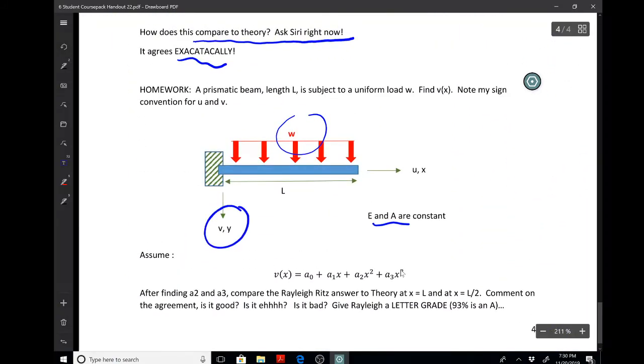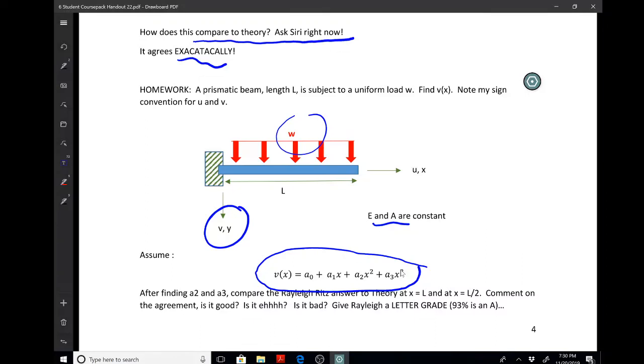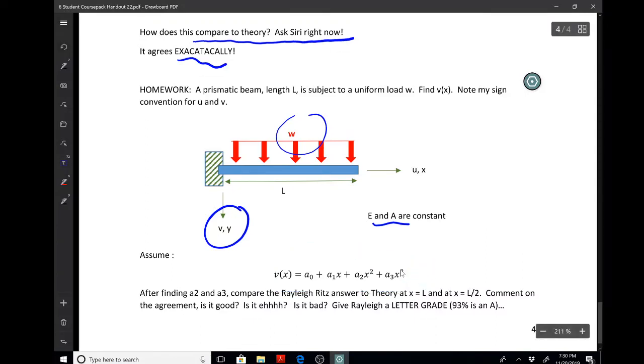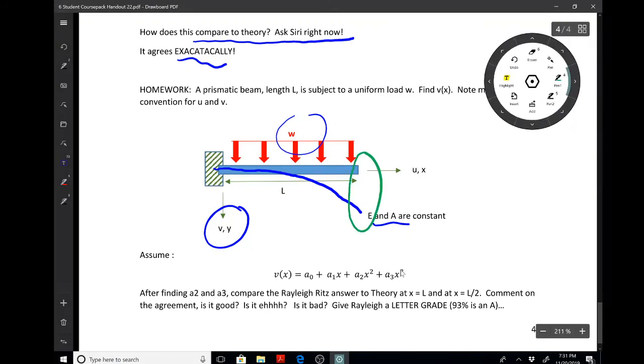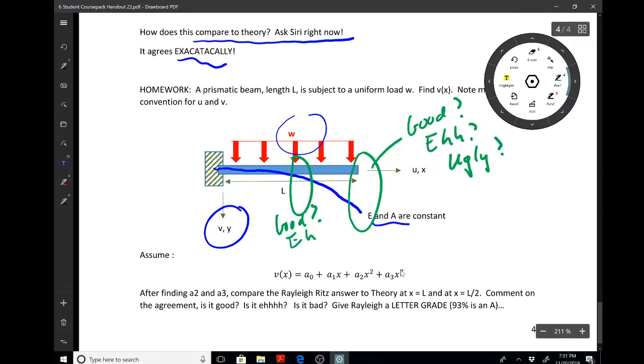Okay. And then finally, here is our same expression that we just used before. A0 plus A1x plus A2x squared plus A3x cubed. What I want you to do at the end of the day is calculate this v as a function of x, and I want you to check it at 2 points. The first point would be right here at the tip. Good, or ugly. Those are your 3 choices. And then I'd like you to do it right here. Good, or ugly.